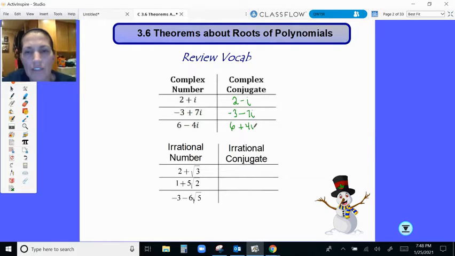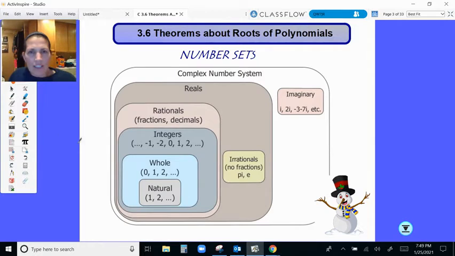And then down below here, these are radical numbers, so these are irrational conjugates. We have 2 minus the square root of 3, so again, we're not changing the real part, just the radical part. Then we have 1 minus 5 square root of 2, and then negative 3 plus 6 square root of 5. Recall that these are always in pairs, and that's going to be very important tomorrow or on Thursday for Thursday's lesson. Okay? Next thing is you need to make sure you understand number sets really well.